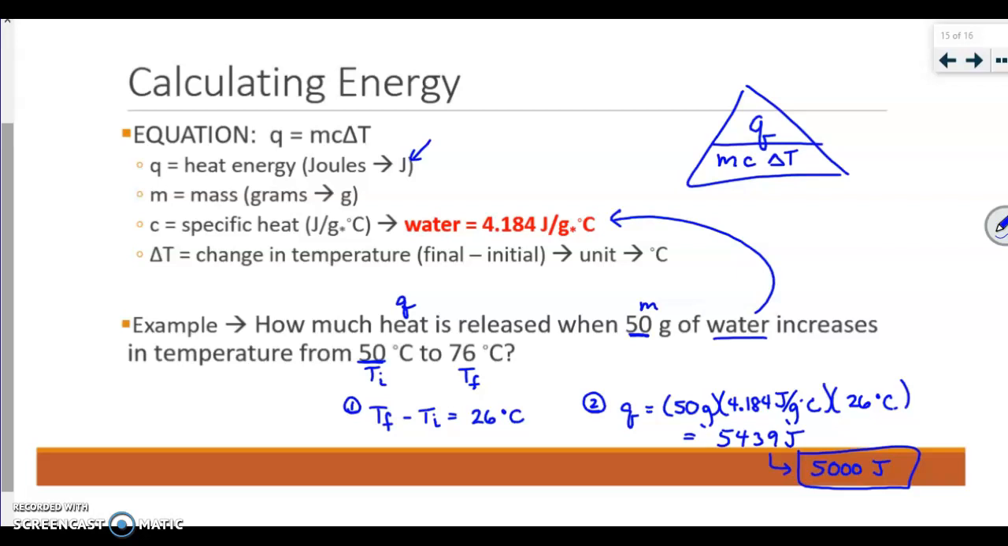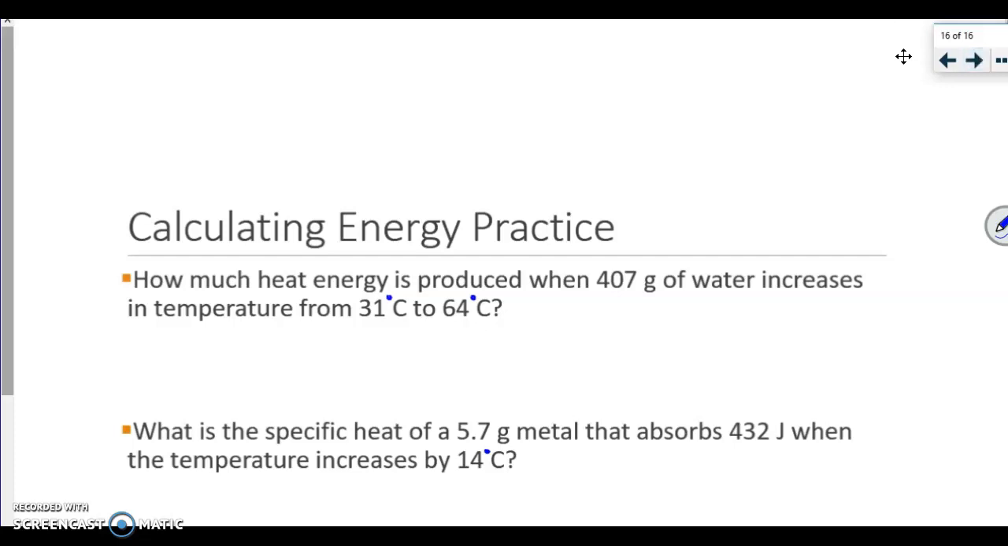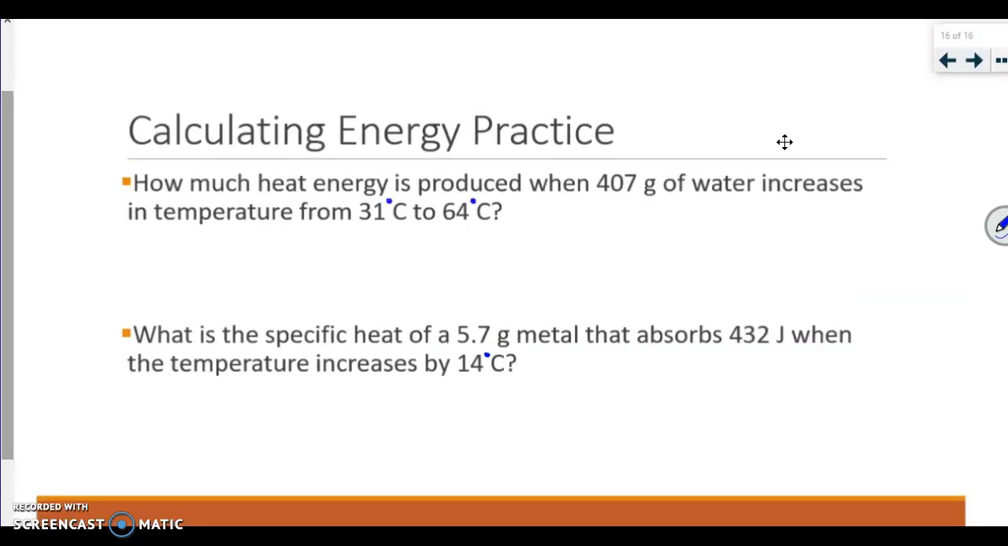Let's run back through this problem. So you would take the mass of 50 times the specific heat of water times the change in temperature to get your answer. Now let's move on and have you try some of these practice problems. Quick reminder that C for water is 4.184. You would want to use that in this first problem, but not in the second one, because the second one's asking you to calculate specific heat. And also remember, here is your triangle. You cover up what you're looking for and you perform the rest of the math. At this time, pause the video and attempt these problems.